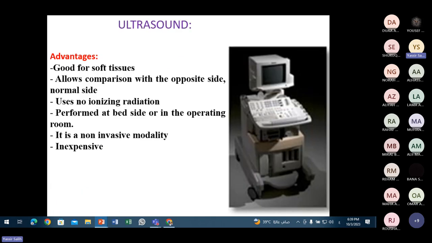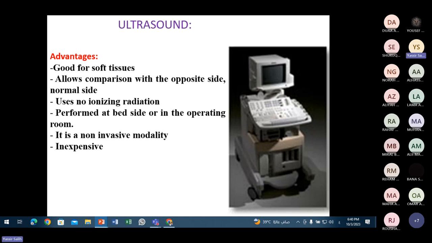Ultrasound also plays a very important role in MSK. It is good for soft tissue. Ultrasound can assess soft tissue abnormality and can also assess the bone, as in MSK ultrasound. One of the advantages of ultrasound is that you can compare between the two sides.